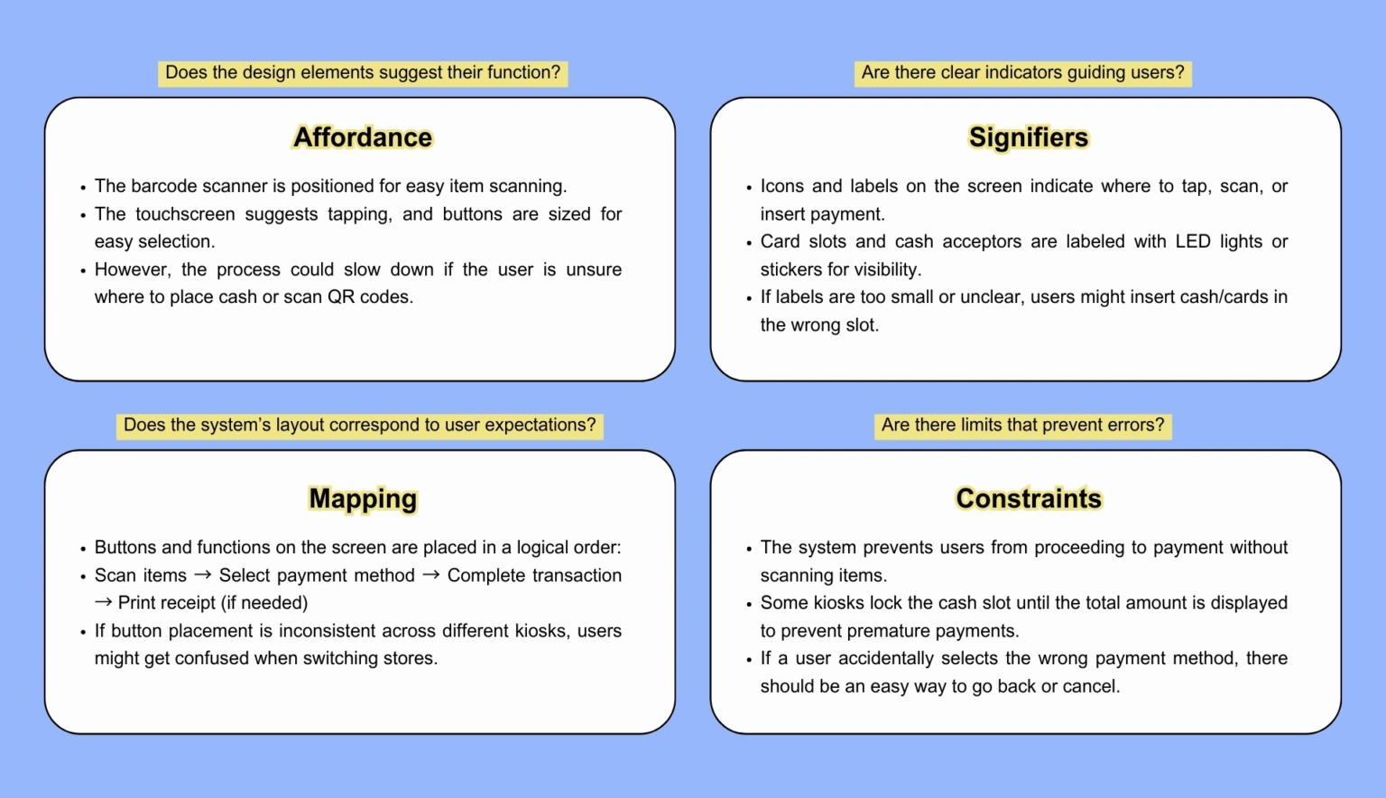The fifth one is signifiers. Are there clear indicators guiding users? Icons and labels on the screen indicate where to tap, scan, or insert payment. Card slots and cash acceptors are labeled with LED lights or stickers for visibility.